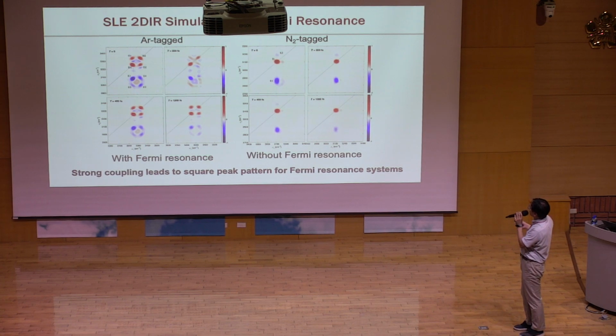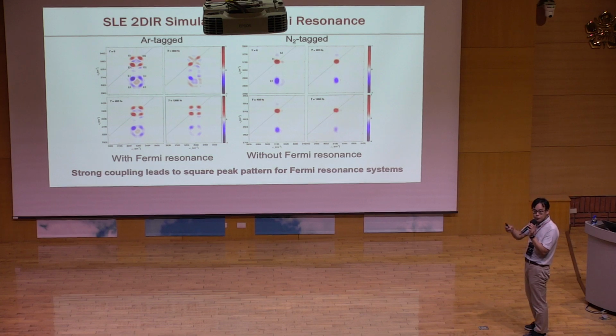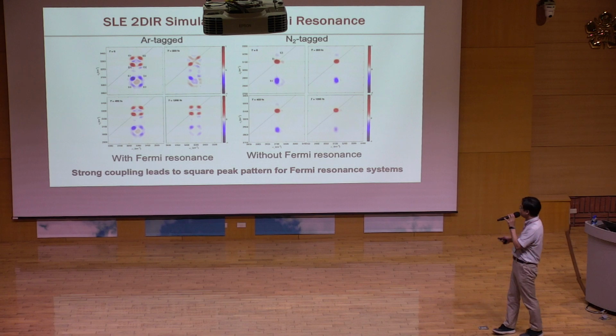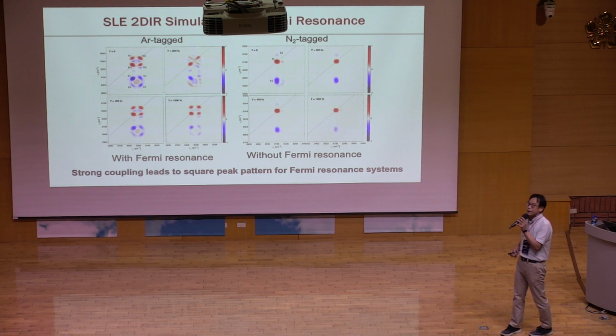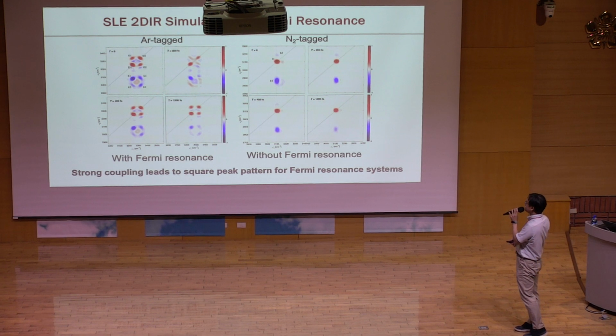And these two systems actually show very different two-dimensional IR spectra, because in the argon-tagged system, there is very strong Fermi resonance between the hydronium bending mode and the OH stretching mode. So in this case, this quartet square pattern emerges. But in the N2-tagged system, there is no such strong coupling, so you don't see the quartet pattern. So in this case, we predict that two-dimensional IR experiment could be a very useful probe to detect this kind of Fermi resonance signal.